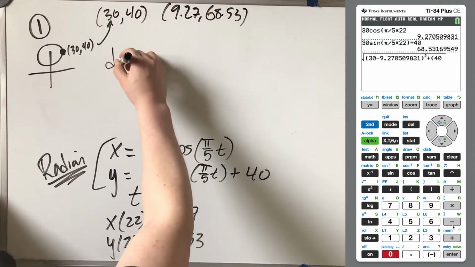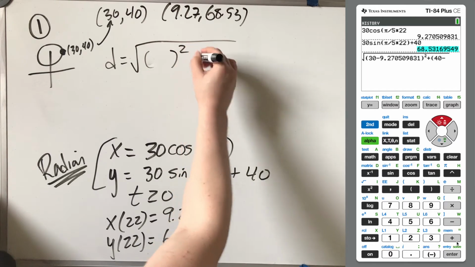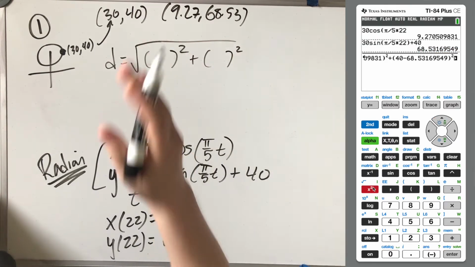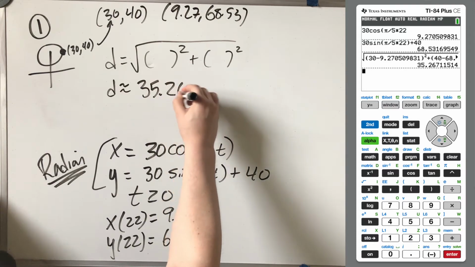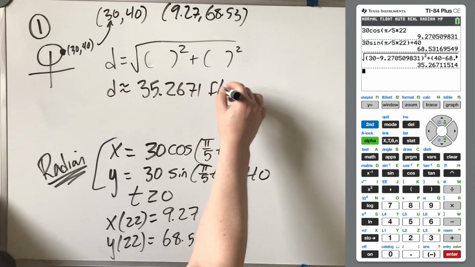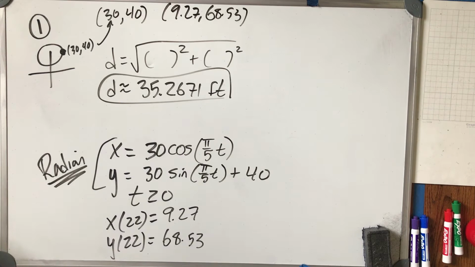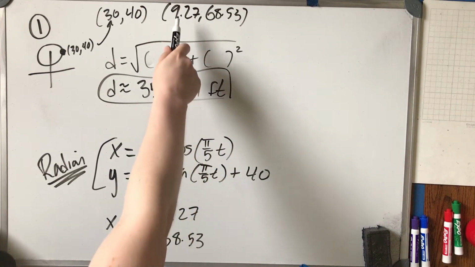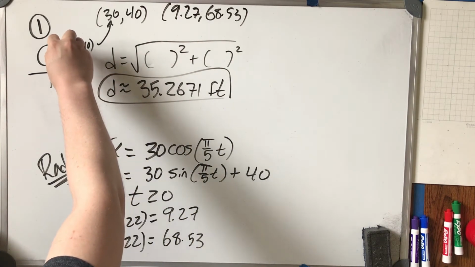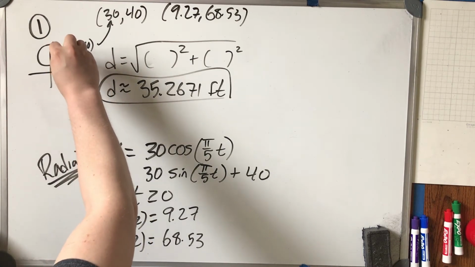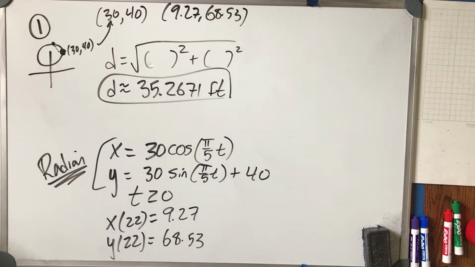So I just need to do the distance formula between those two points. So just basically type it all into the calculator, and I get 35.2671 feet. So that is the distance between them at that moment in time. So 22 seconds into the ride, when it stops, the first person is at an x value of 9 and a y value of 68, so that's somewhere up here, and the actual straight line distance between them is 35 feet. Woo!